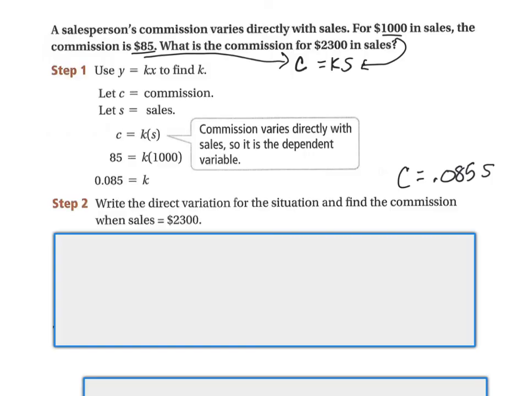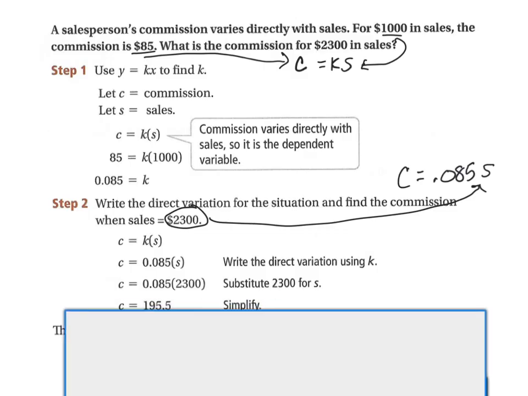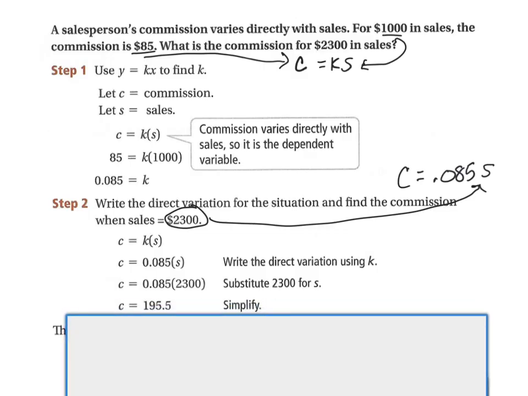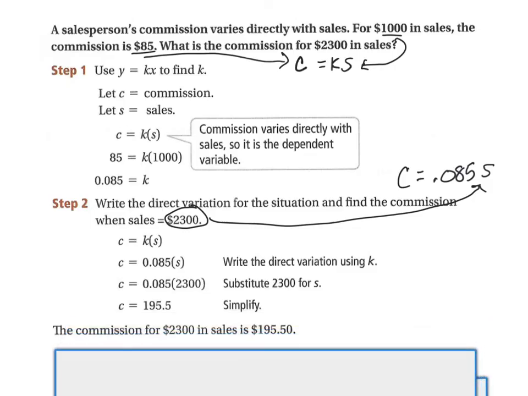All right? So now it says, what's the commission? So we're looking for C when sales are 2,300. So I'm going to take this 2,300 right here. I'm going to put it where the S goes, or the X if you use that. And then just throw it in there. Do some math. And this is one of those times that I'm okay with a decimal because I didn't have to round. It's a real world question. So, and we should give it a sentence answer. The commission on $2,300 in sales is $195.50. And that's how you do it.